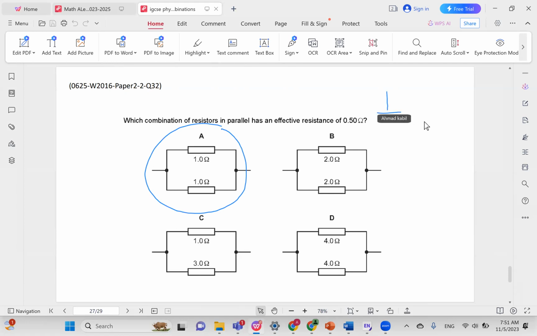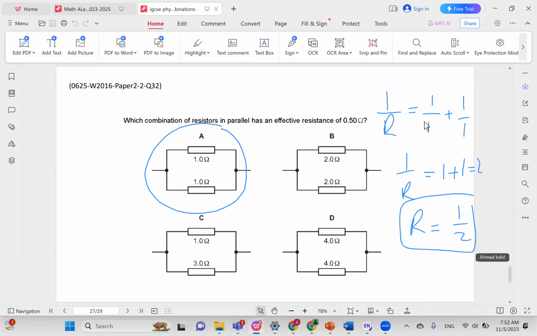So 1 over R is going to be 1 over 1 plus 1 over 1. So 1 over R is just going to be 1 plus 1, which is 2. So R is going to be 1 over 2. So for A, the effective resistance is 0.5. And if you do the other ones, you'll get here that the total resistance is 1 because it's half of 2, and that the total resistance here is 2, which is half of 4.